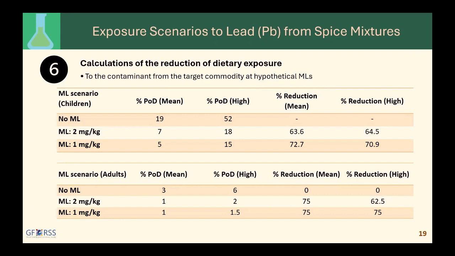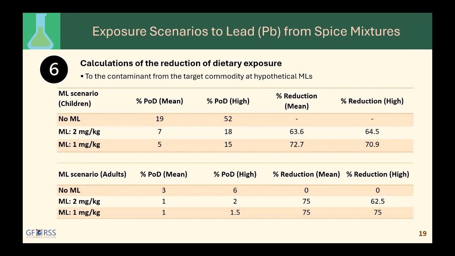So what am I leaving for the contribution of other foods, if through spice mixtures I'm at 20%, and I will also be having lead from environmental pollution? It will be accumulating, and I will be going above this threshold easily. So I can never accept that. Do you remember our limit was 10% or 5%? I could never accept 20%. So the first conclusion: I need to set an ML.